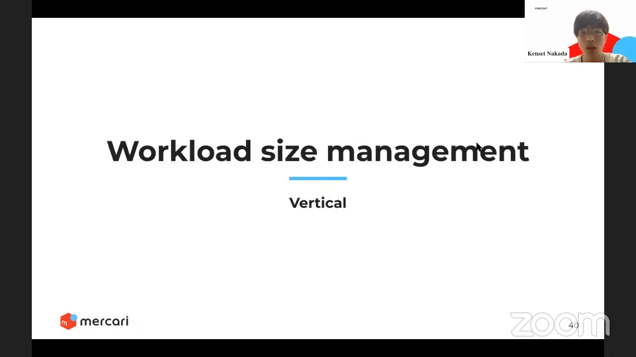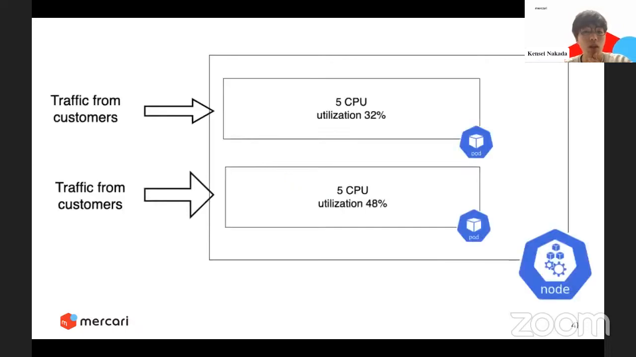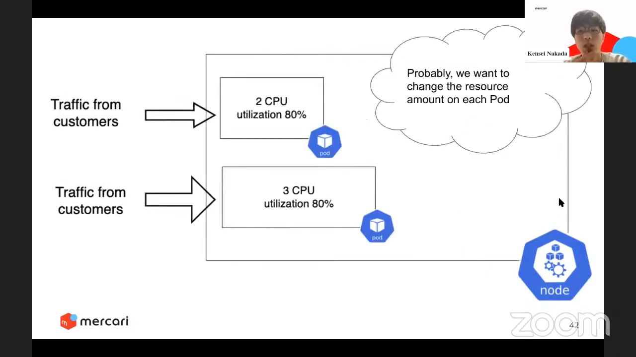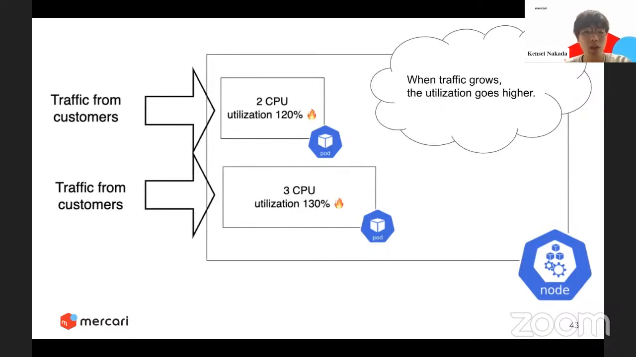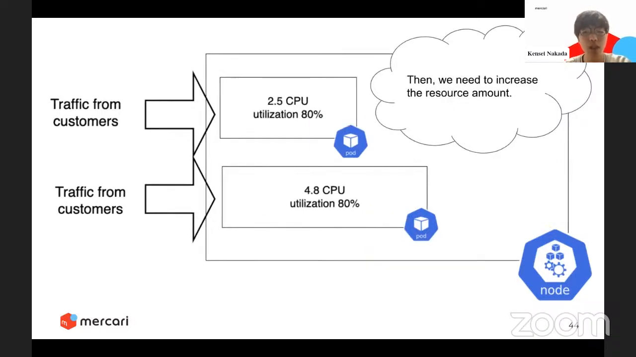So let's go into the vertical way. Let's say we have two pods on the node. Each utilization is very low. So probably we want to change the resource amount on each pod like this. But again, the traffic grows, so the utilization usually goes higher. Then we need to change the resource amount on each pod again.